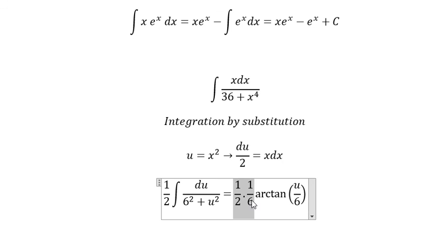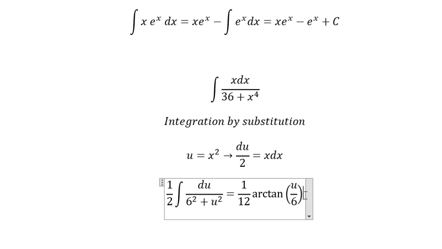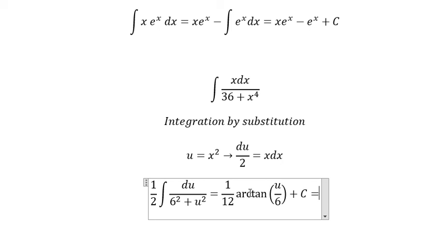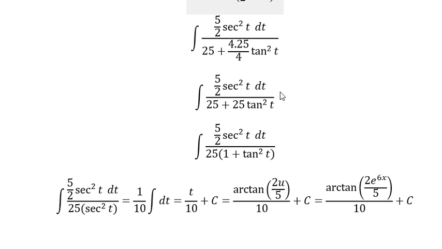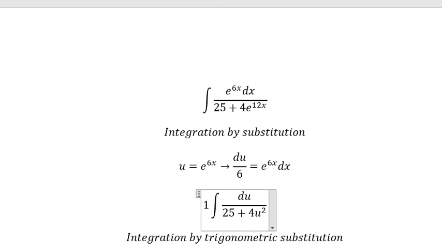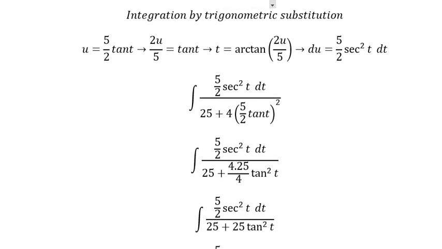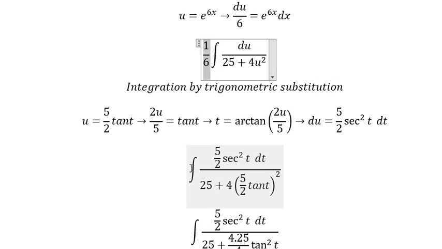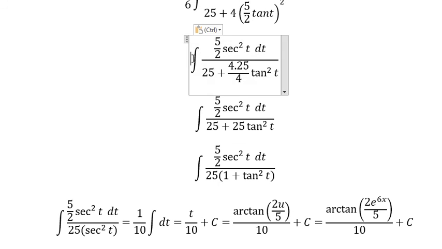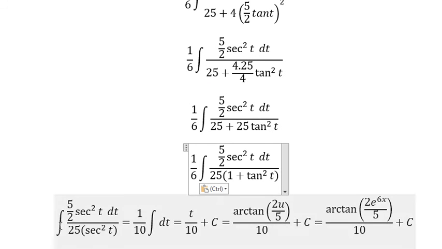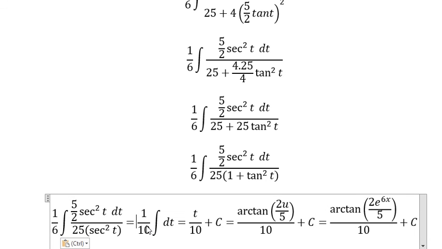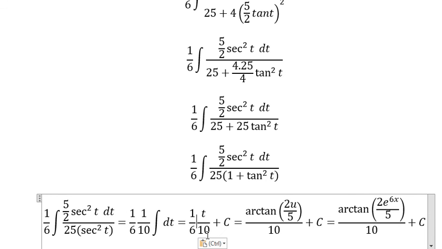This one you got 1 over 12. And we put c. About u, that's s squared. For this one, we have 1 over 6 in here. So we just put 1 over 6. So this one, you will got 60.